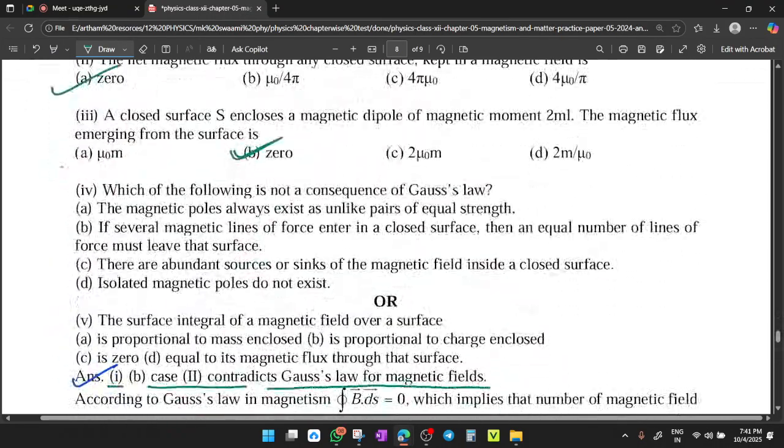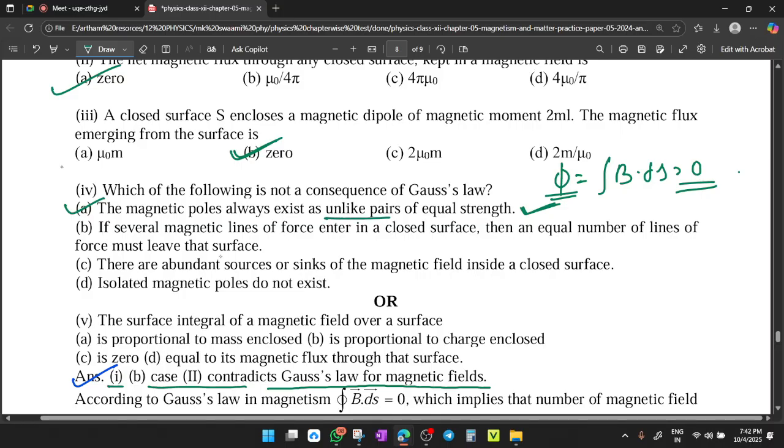Now, fourth question. Which of the following is not a consequence of Gauss law? The magnetic poles always exist in pairs of equal strength. Yes, this is supposed to be a consequence, because B dot ds equals 0 means total flux equals 0. Why? Because there is the existence of unlike poles. So the magnetic poles always exist in unlike pairs.